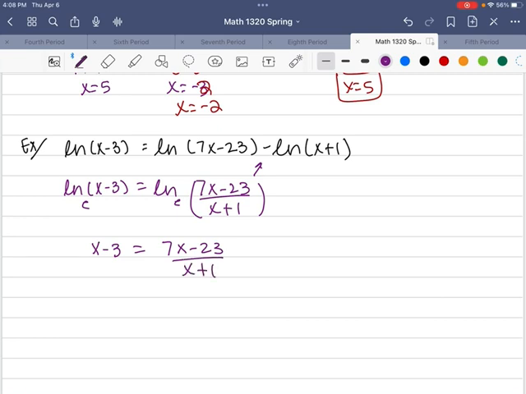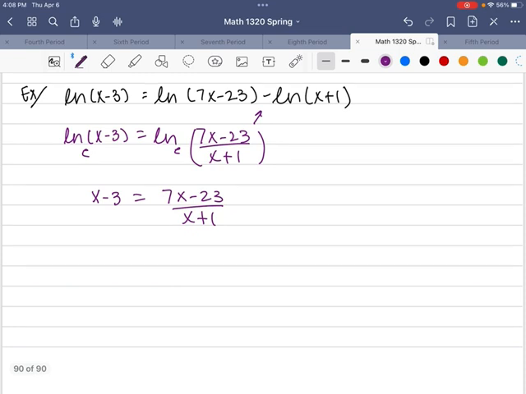And so from here, it's just an algebra problem where we need to solve for x. I'm going to start by multiplying both sides by x plus 1 so I can cancel out that denominator. That cancels, that cancels. And I'm left with x plus 1 times x minus 3 equals 7x minus 23. So we're going to keep simplifying.